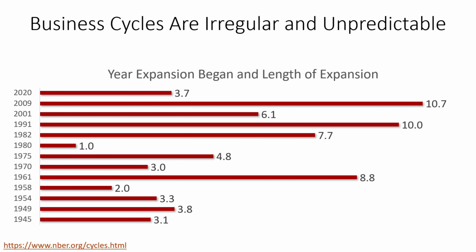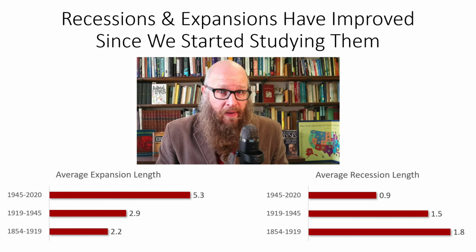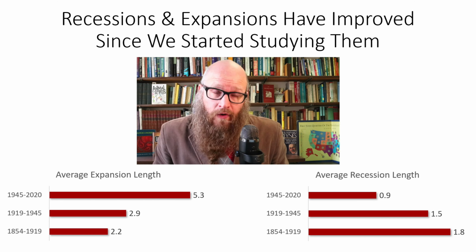This graph shows us the year an expansion began and the length of the expansion. A longer expansion is a good thing. That's the period between recessions. We find some expansions last 3 or 4 years, while others, like in the 90s or in the 2010s, lasted a decade. Recessions and expansions have improved since economists started studying them.